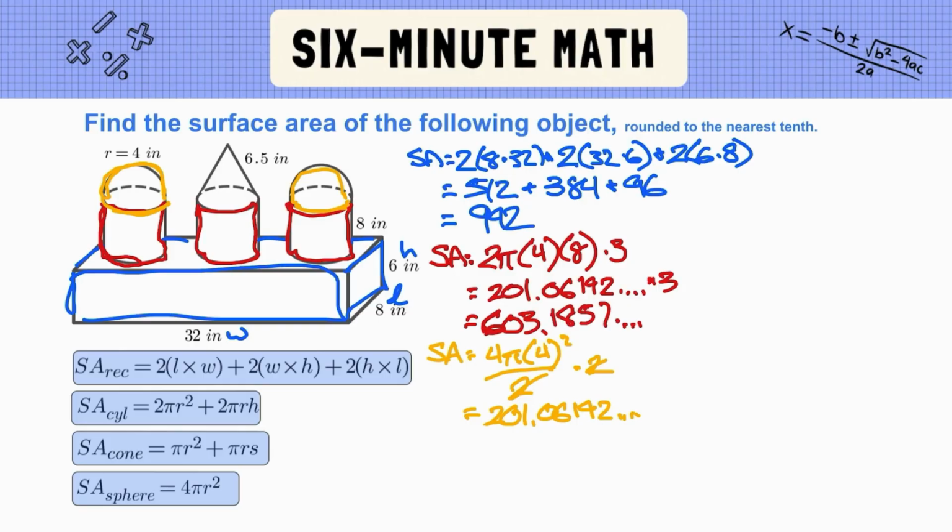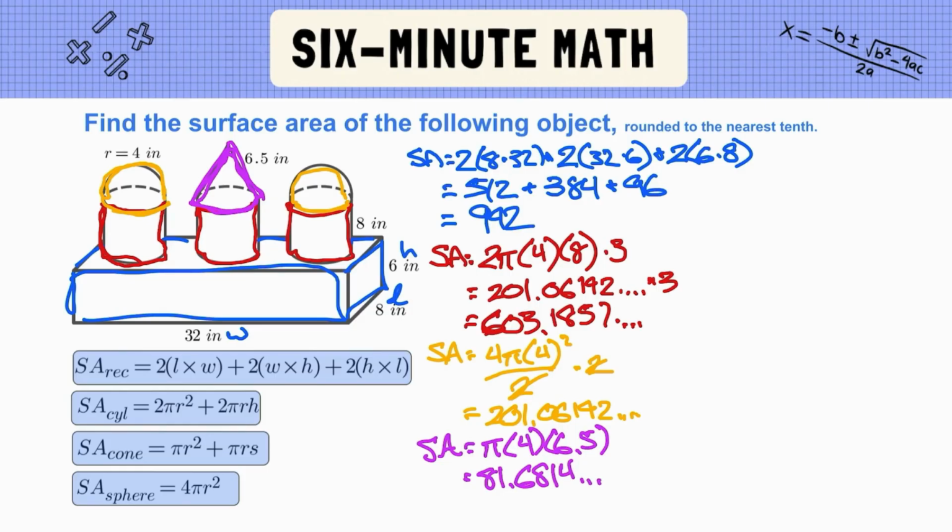I need to figure out the slant height of that cone. Let's do that in pink here. Or not slant height, the surface area. So if I look at my cone, we have a circle plus the lateral side. I just want that lateral side of pi times 4 times 6.5. I plug that into a calculator for 81.6814.